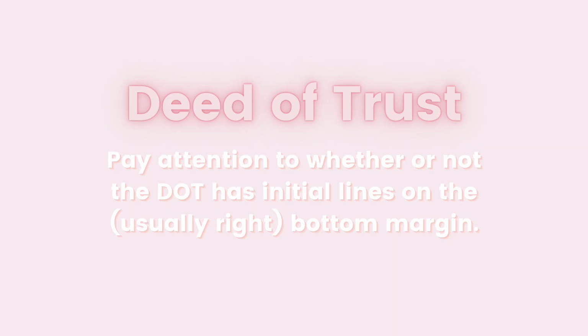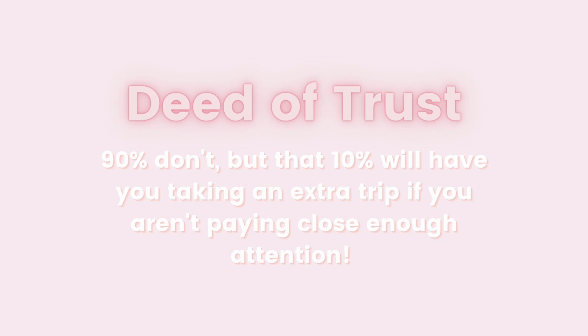On the deed of trust, depending on your lender, you may have initial lines on every single page of the DOT. You have to train yourself to just visually scan those bottom margins for any initial lines.